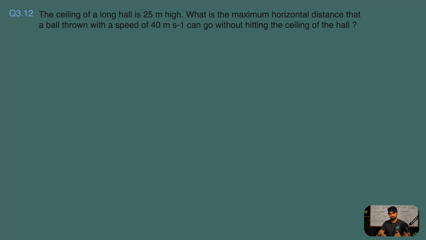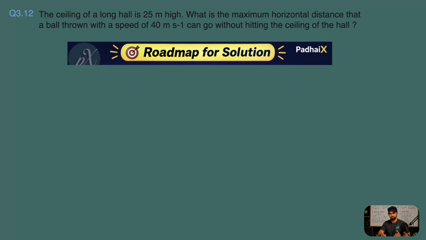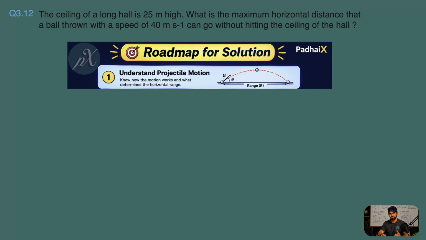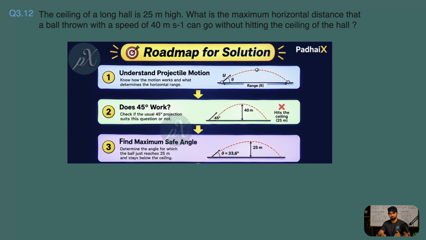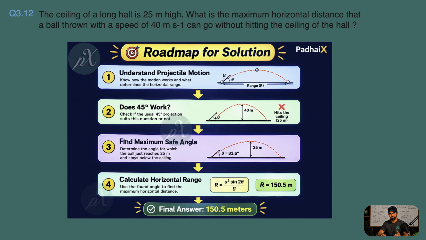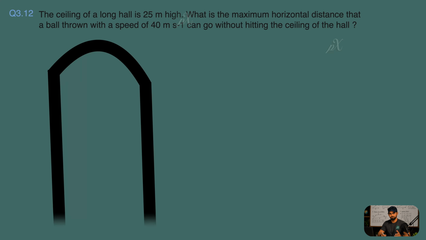Before we start solving the question, let's quickly understand our roadmap. First, we'll revise the basic concepts of projectile motion to understand what controls the horizontal range. Next, we'll check whether the usual 45-degree projection works for this question. If it doesn't, we'll find the maximum possible angle that keeps the ball below the ceiling. And finally, using that angle, we'll calculate the maximum horizontal distance. All right, now let's begin.